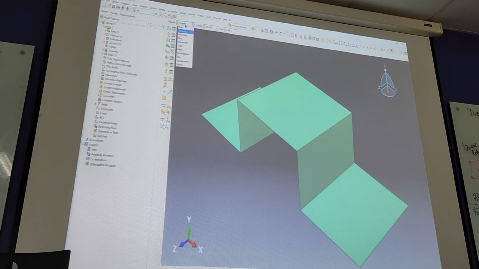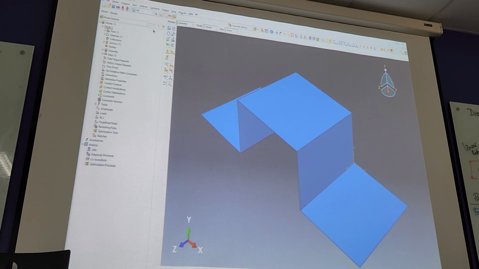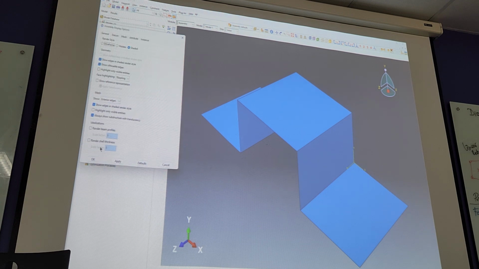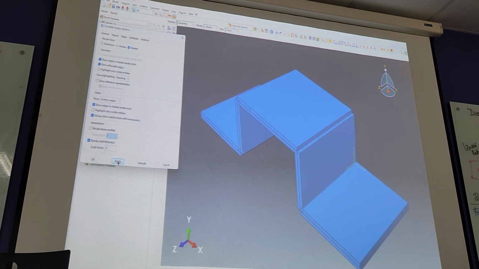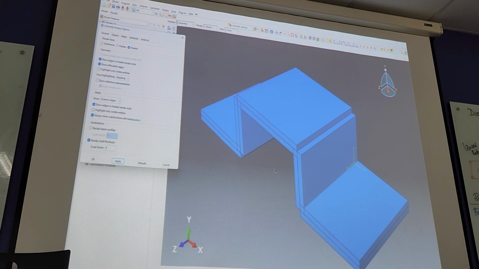And then we go to assembly, create, bring that in. Okay. Now, one thing you may do is go to view, assembly display options, and you can render shell thickness. You can actually see it. We've got a scale factor of 1, but I can make it like 3. So everything is 3 times thicker than it is. Yeah? So you can see what's happening there. Let's make it 5 so we can see what's happening. See, it's in the middle.